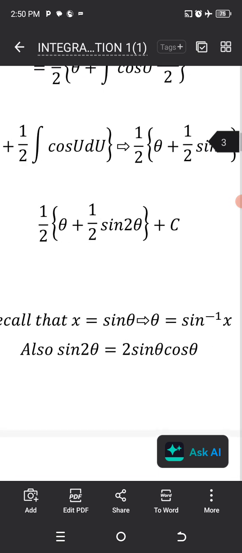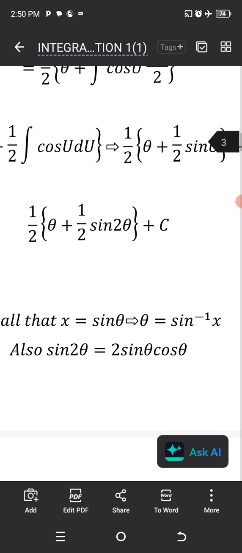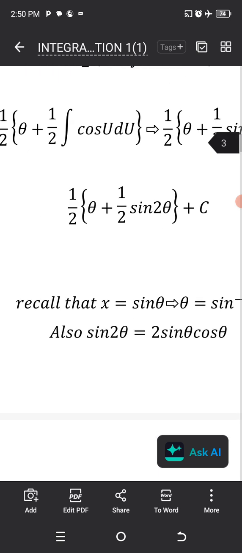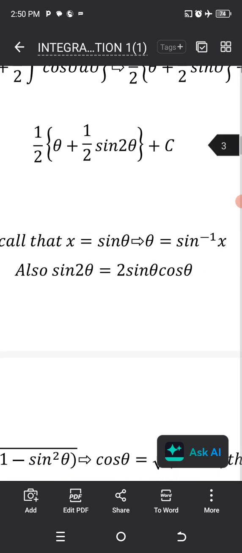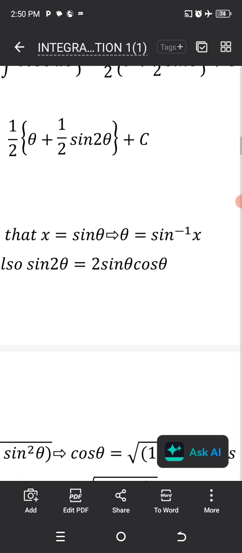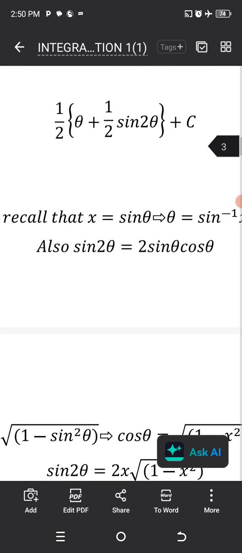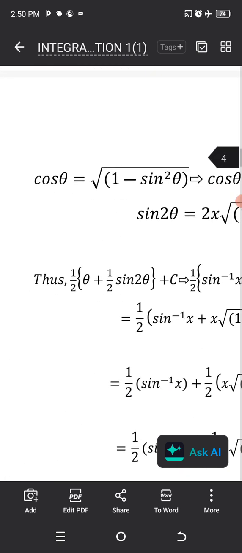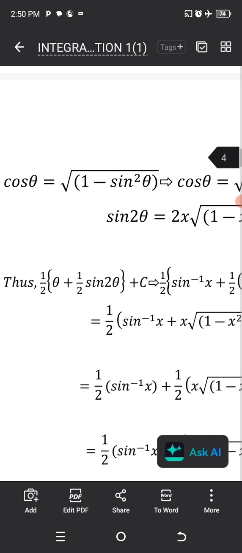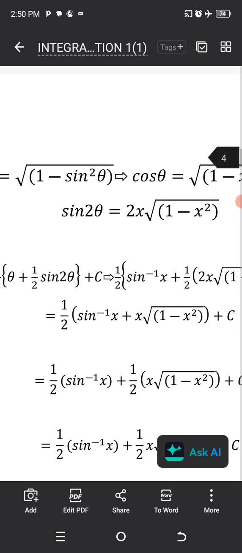So we get 1/2 (theta + 1/2 sin 2 theta) + c. Recall that x equals sin theta, which implies that theta is equal to arcsin x. Also sin 2 theta equals 2 sin theta cos theta, which means cos theta equals the square root of 1 minus sin squared theta, as I made mention of earlier.